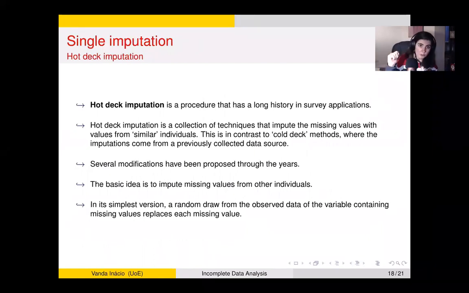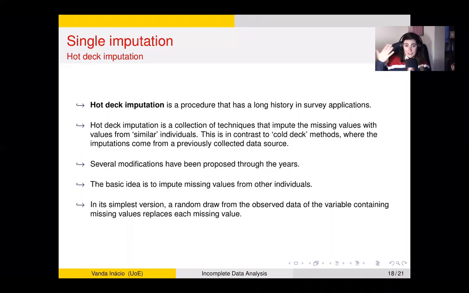So let's very quickly talk about hot-deck imputation. Hot-deck imputation has its roots in survey applications. It was first developed having in mind survey applications, and basically it's a collection of techniques that impute the missing values with values from similar individuals in our data set. This is in opposition to cold-deck methods, where we are replacing the missing values with imputations that come from a previously collected data source. But for hot-deck imputation, we are using the data set that we have, and we will impute the missing values with values from similar individuals, and we need to define how these similar individuals are found.